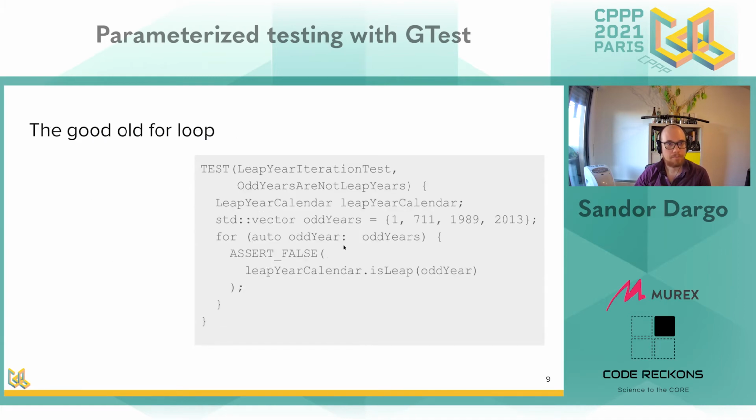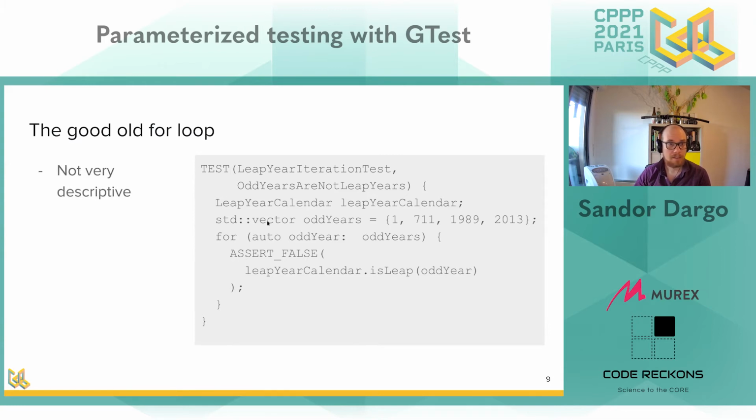Now we could also use just a good old for loop, let's say poor man's fixture. So we go back to the normal test case without the fixture. We declare a leap year calendar, and we declare the vector of years. So you see, I used C++20 syntax. We don't have to pass the contain type. It's deduced. And then we have just a range-based for loop, and we try with each odd year whether it's a leap or not, and we expect that it's not a leap year.